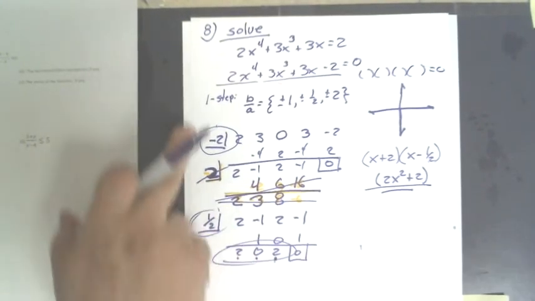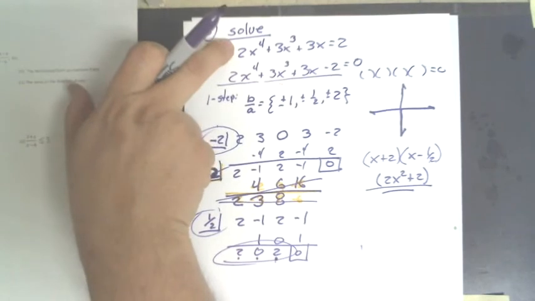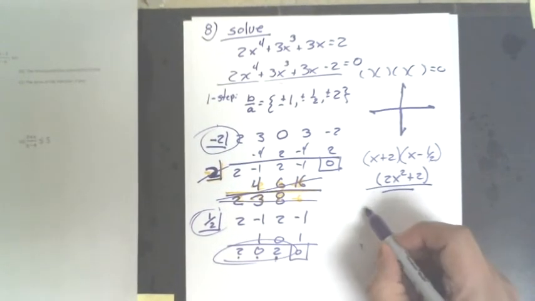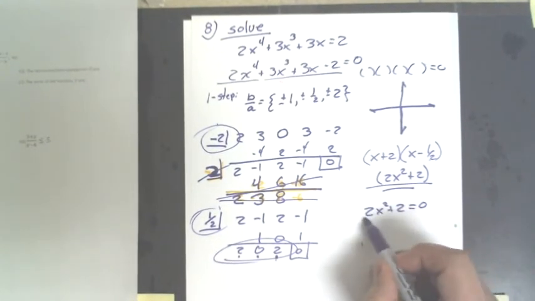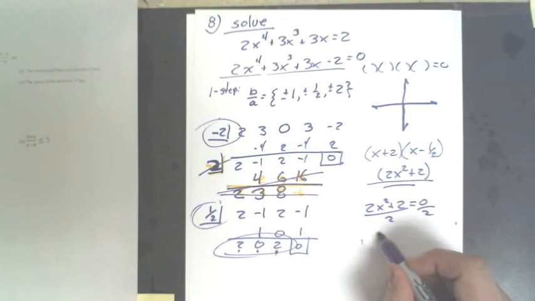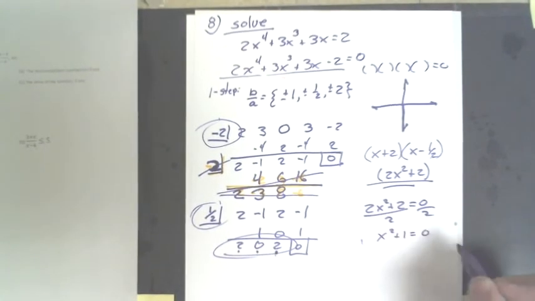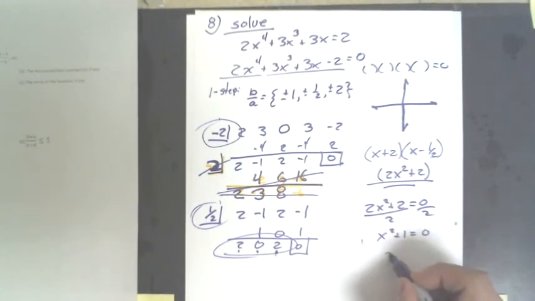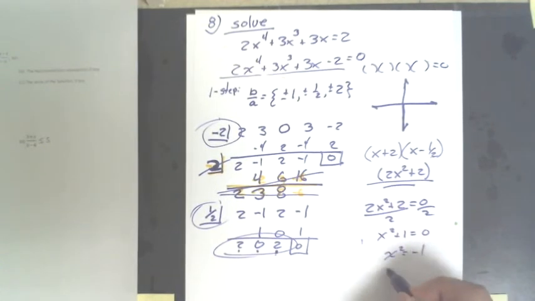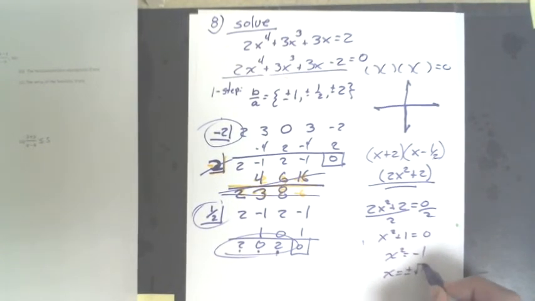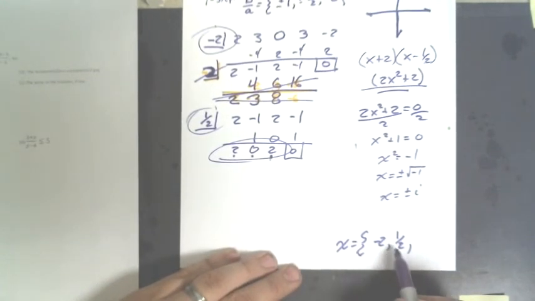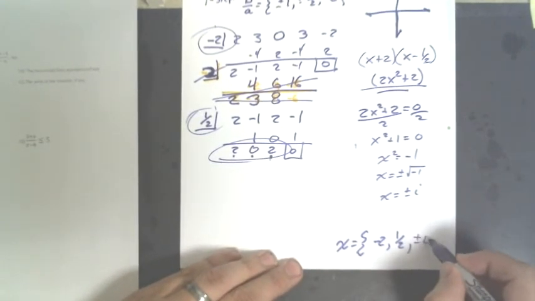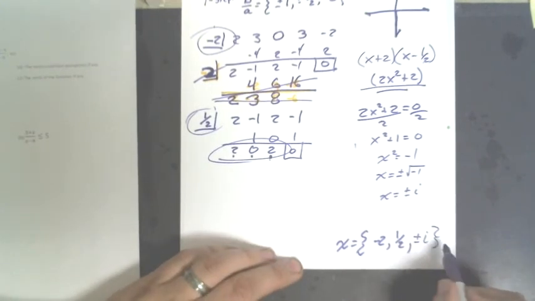Our fundamental theorem of algebra says 4th degree we should have 4 solutions, though some of them might be complex numbers. So this 2x squared plus 2, can we solve that? Well, sure. Divide out the 2. So x squared plus 1 equals 0. You could have subtracted the 2 out as well first if you want to. X squared equals negative 1. So x equals plus or minus the square root of negative 1. Or x is plus or minus i. So great. We've got negative 2, we've got 1/2, and we have plus or minus i. If you want to write that as i and negative i, feel free.